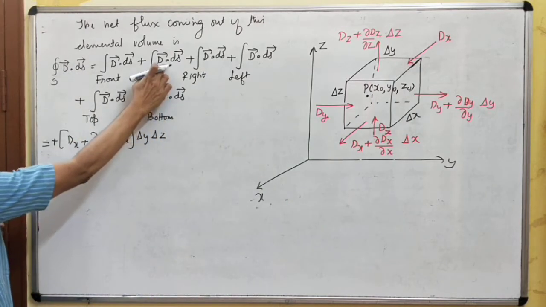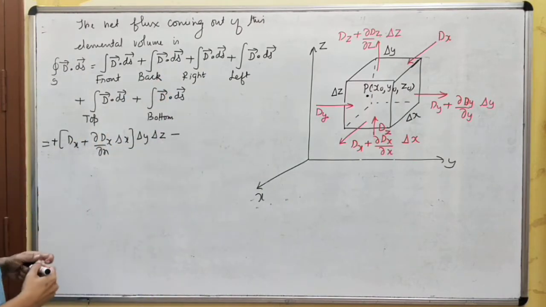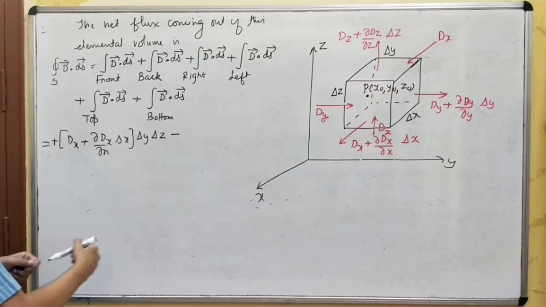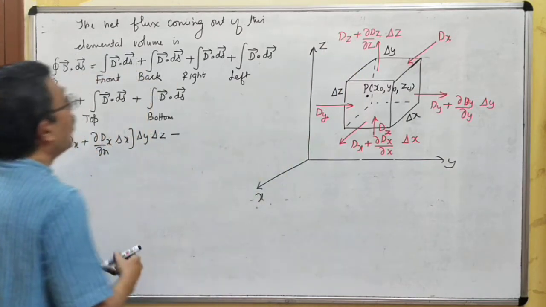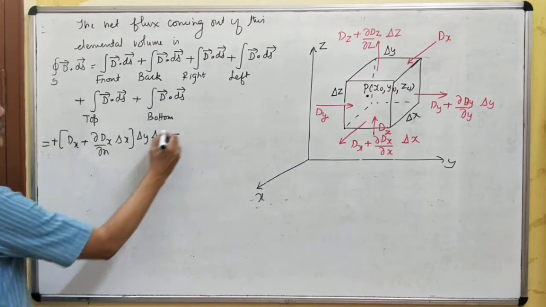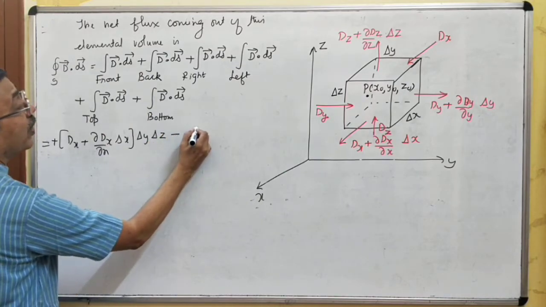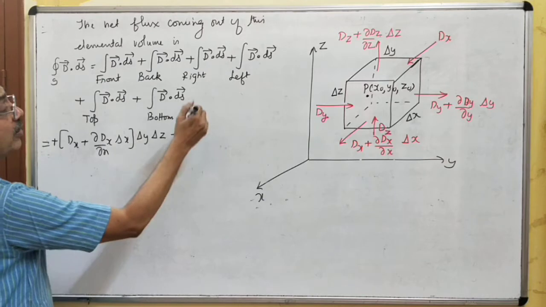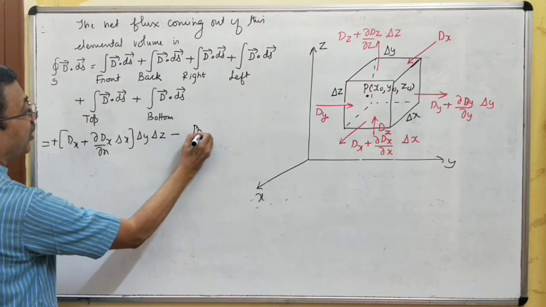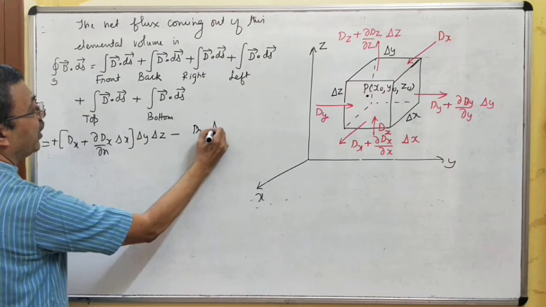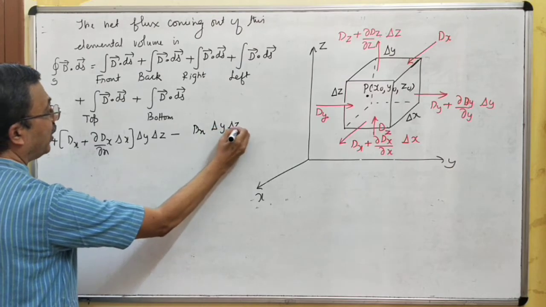Next, evaluate the second integral. Minus sign because flux is entering, or dx is entering the volume through the back face. So minus, what is dx? What is the component of vector d perpendicular to the back face? It is dx. Multiply that by the area of the back face, which is delta y delta z.